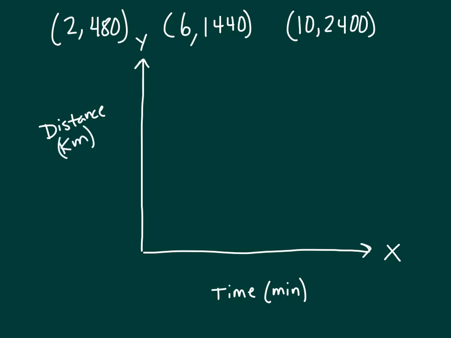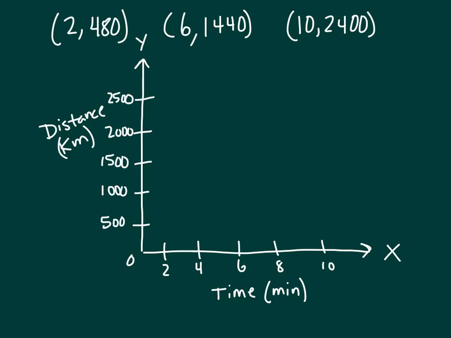Now, they have to be equal intervals. When we did our time in minutes, we went 2, 6, and 10, so I'm just going to do it by twos. 2, 4, 6, 8, 10. And then when I go up my distance, I go from 480 up to 2400. So a good way to look at that is, I should probably go in 500s. So I'm going to start at 500, 1000, 1500, 2000, 2500, and then I can write in my numbers from there.